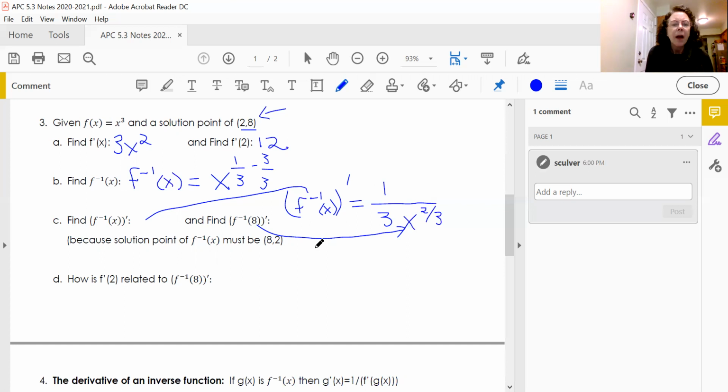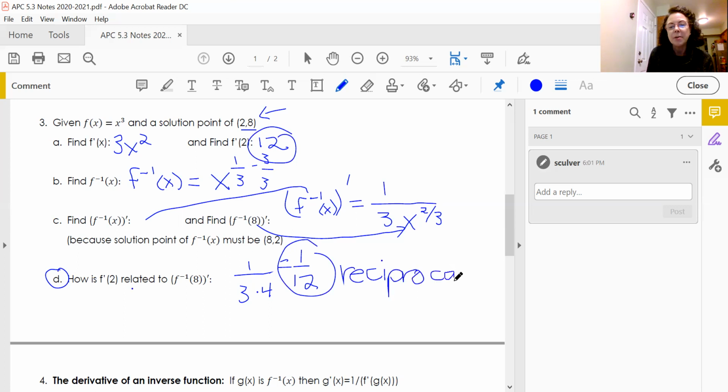So let's take a look. When we put an 8 in, we have 1/3, and the cube root of 8 is 2. 2 squared is 4. Look at that, we get 1/12. So how is the derivative of the function at 2 related to the derivative of the inverse at its inverse point? Again, it would appear they are reciprocals. Same sign, right? Not opposite reciprocals. It would seem that they are reciprocals.